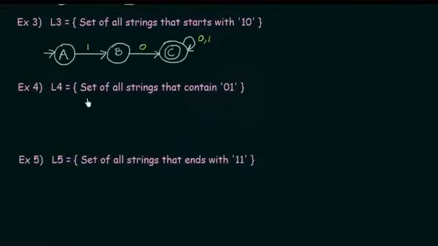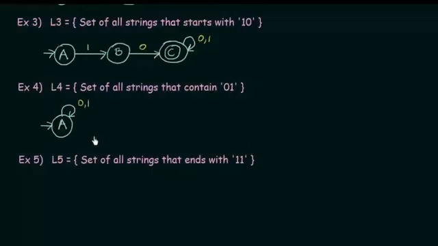Now let's come to the fourth one. So L4 is a set of all strings that contains 0, 1. So here again the position of the symbol 0, 1 does not matter. It could be anywhere. So how do we do this? First we again start with our starting state, which is state A, and I don't care what it is, in whatever I get in state A, 0 or 1, it can stay here.